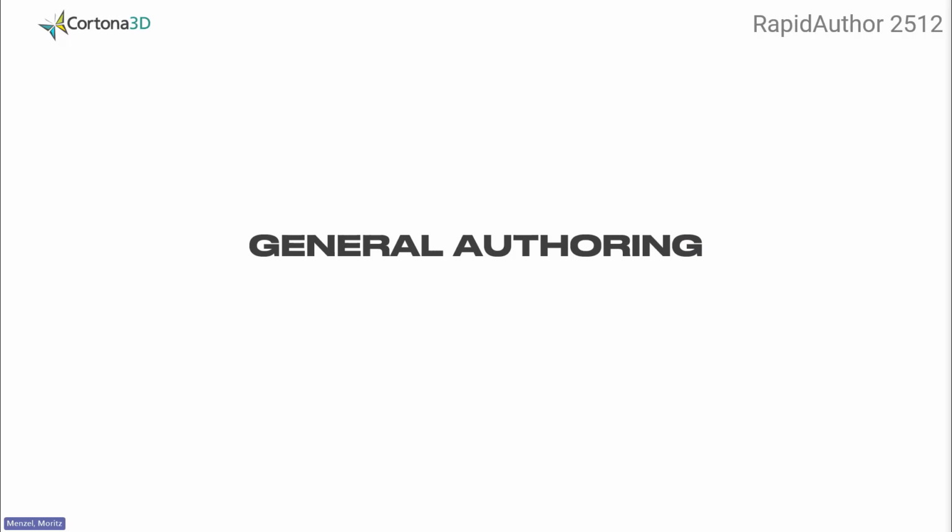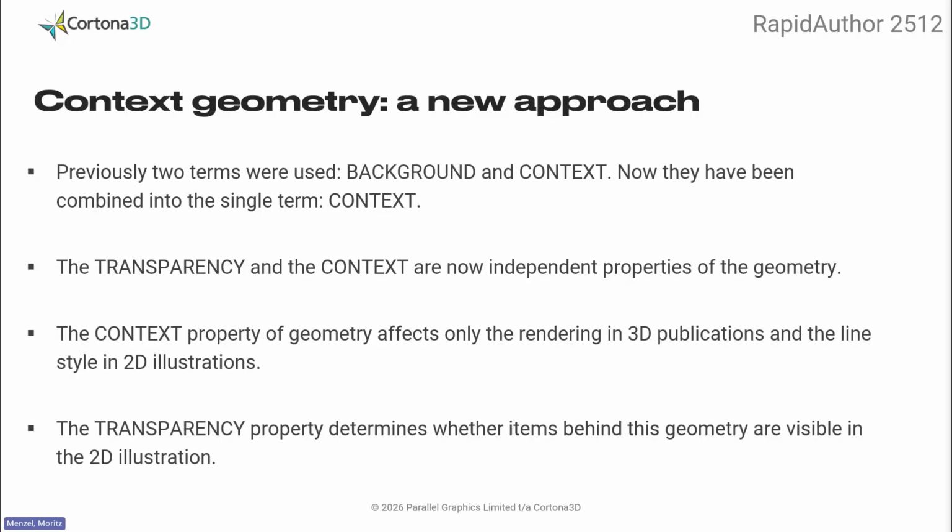And now for a couple of general authoring improvements. First, our approach to using context geometry has slightly changed, or has been simplified. We will try to show you an example in a minute. Previously, you might remember, we used two terms, background and context. These have been combined into one single term, context.